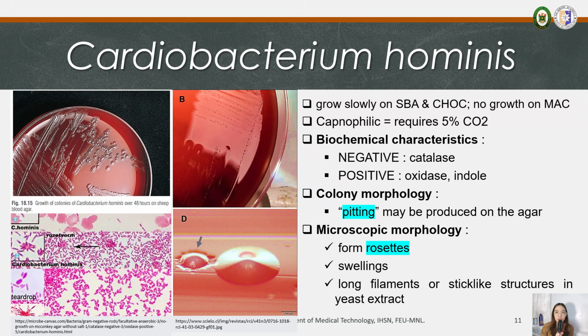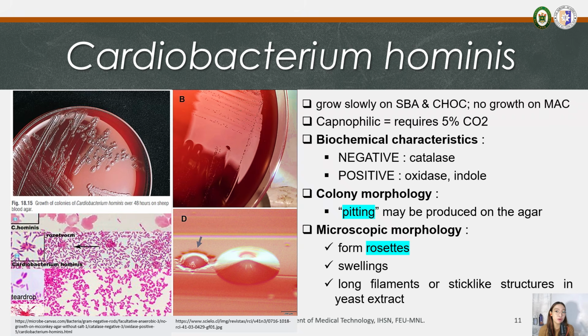Let's look at its colony morphology. They are capable of pitting the agar, which are small, shallow holes or dents on the agar, which you'd be able to observe if you check underneath the colonies. So let's look at figure D, which is right here. So initially po, may colony na nakalagay sa ibabaw na to. So if you swipe or try to pick up those colonies, you'd be able to see underneath that. So sa ilalim daw po ng colonies, makikita natin na parang nasira yung culture media. No? So again, that is referred to as pitting of the agar.